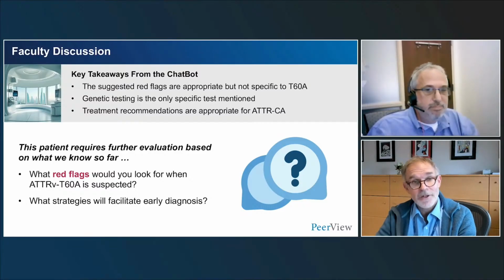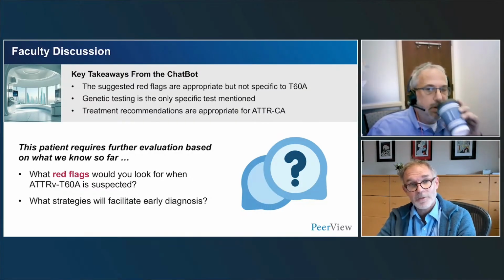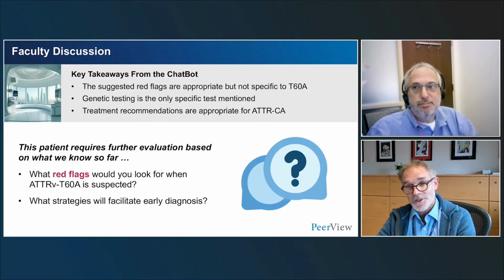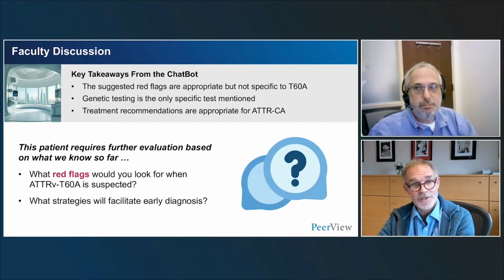No, I completely agree. I think that, for example, the chatbot mentioned nephrotic syndrome, didn't it? And I can honestly say that I don't think I've ever seen nephrotic syndrome in a patient with T60A associated ATTR cardiac amyloidosis, or ATTR systemic amyloidosis, I should say. So I totally agree that it's given a very appropriate list, but not necessarily a specific list, without any particular direction towards what mutation it is and what they might be looking out for in detail.